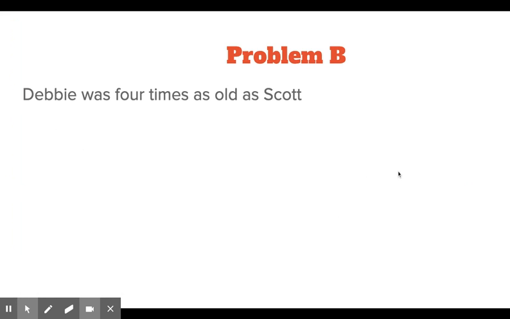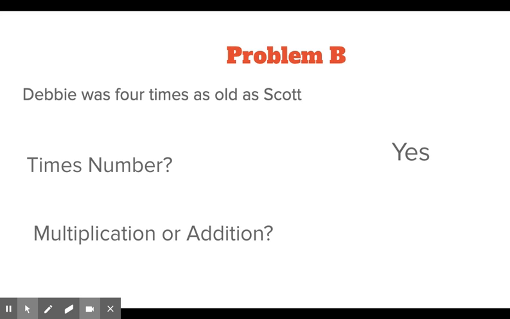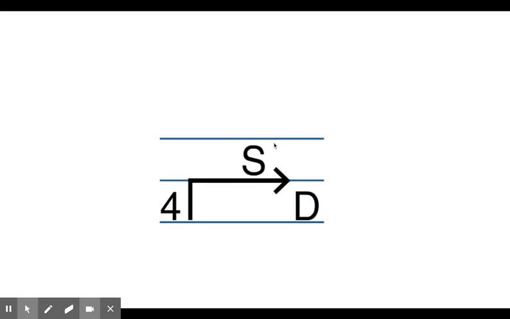Here we go. Debbie was 4 times as old as Scott. Is there a times number? Yes, there is a times number. Does that mean it's multiplication or addition? That means it is going to be multiplication. That's right. It's going to be a multiplication sentence. If we did it, we'd have our times number. In this case, it would be 4. And then we would multiply it by S. 4 times S will tell us D. 4 times S will tell us how old Debbie is. Here we go. Next one.